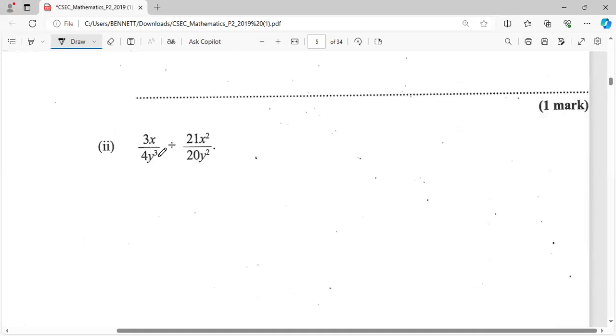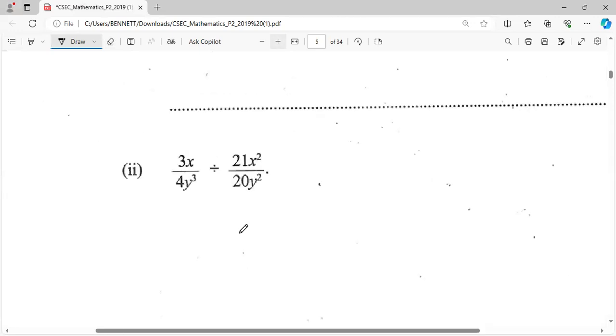This one says 3x over 4y to the third, divided by 21x squared over 20y squared. Just like with normal fractions, when we're dividing, we reciprocate. This would be the same procedure. So let's get right to it. The rules state that we write back the first fraction, which is this. So it would be 3x.